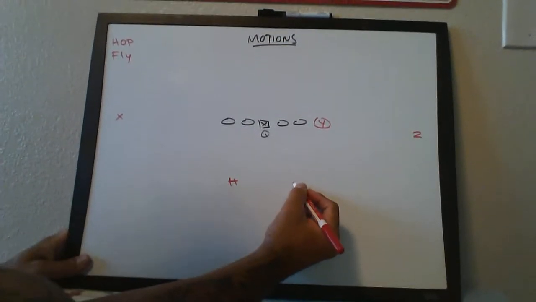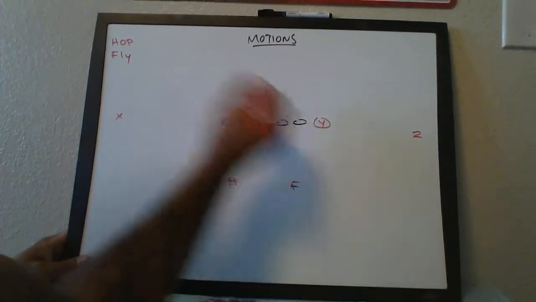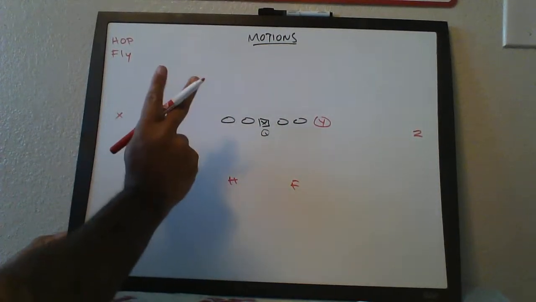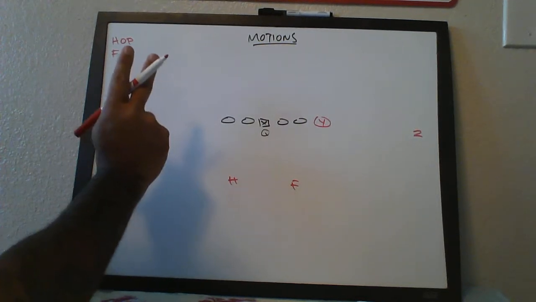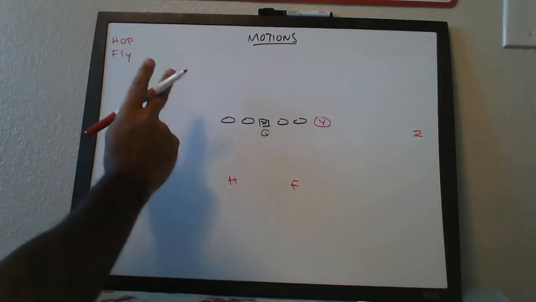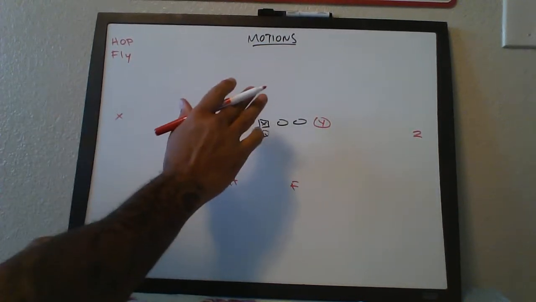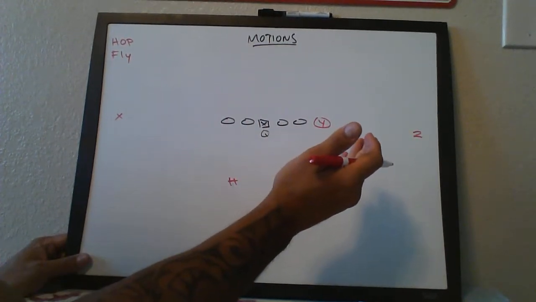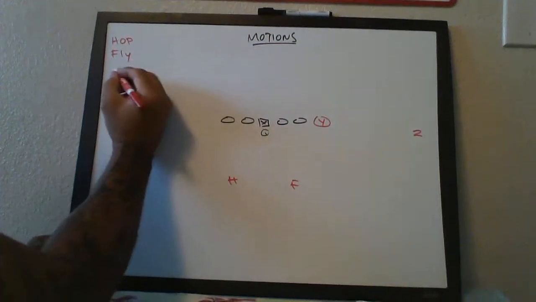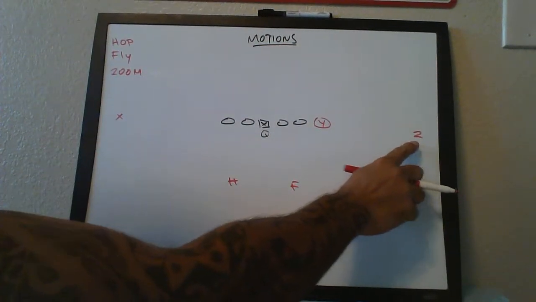Now, our Z receiver, our flanker, is going to have two different motions. One motion is going to send him into the formation. The other motion is going to start in the formation and then do a short motion. So the first one is called a zoom. Our Z receiver zooms.